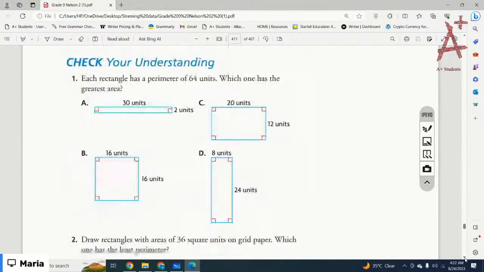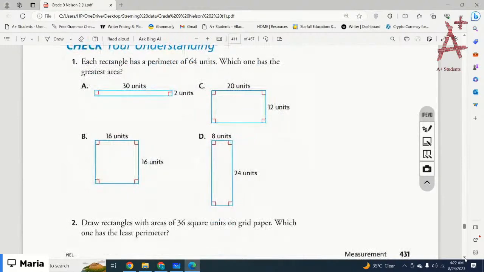Okay, let's just start with the practice questions. Each rectangle has a perimeter of 64 units. Which one has the greatest area, right? You are given the rectangles and their perimeters also. You have to see which one has the greatest area, right?